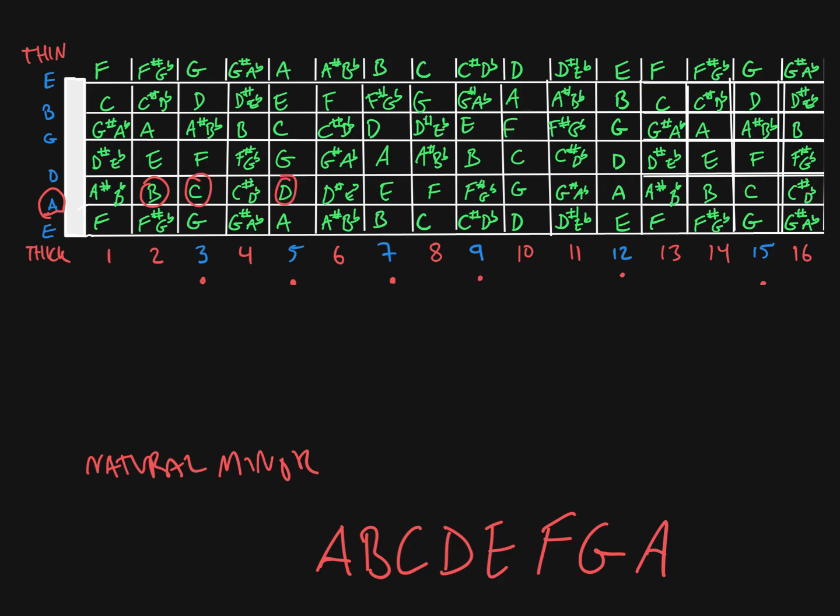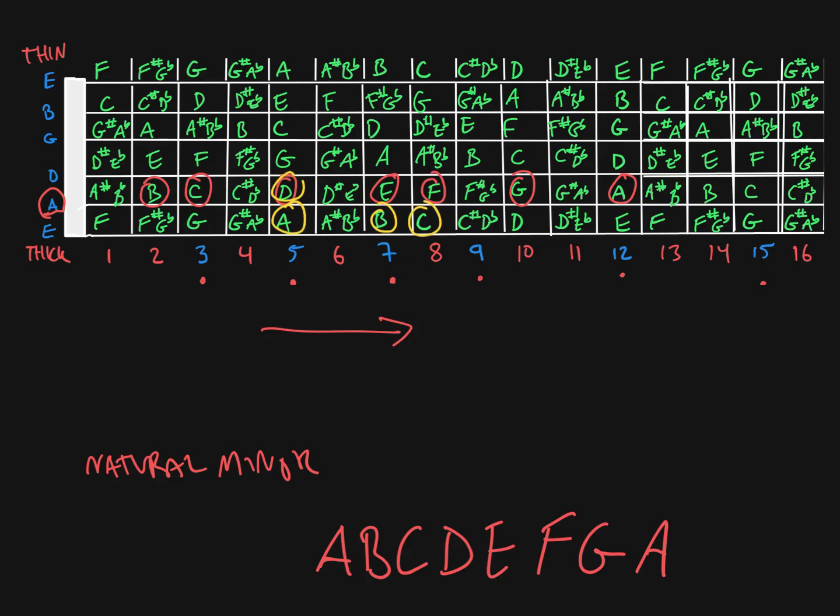If we start here with the open A, you notice I've circled the open A and I go straight down and I just skip every accidental. I get A, B, C, D, E, F, G, A. That is itself a natural minor scale, right? And that's going linearly down the neck.